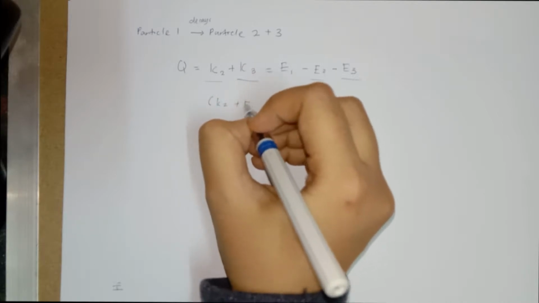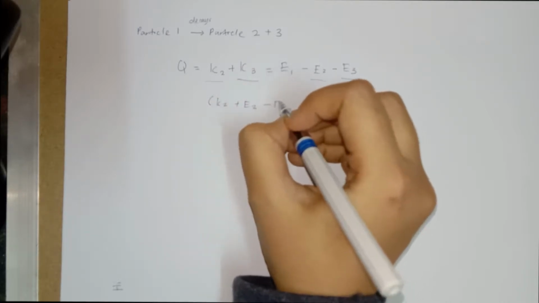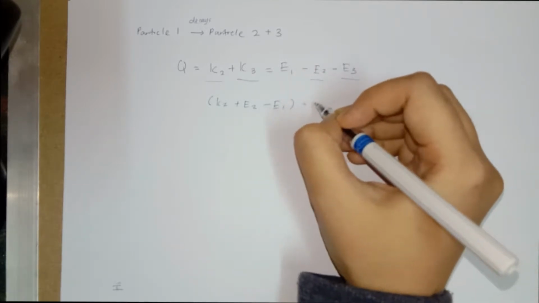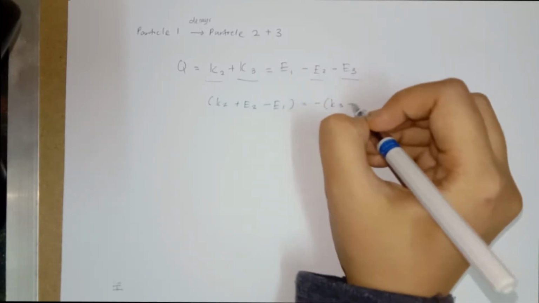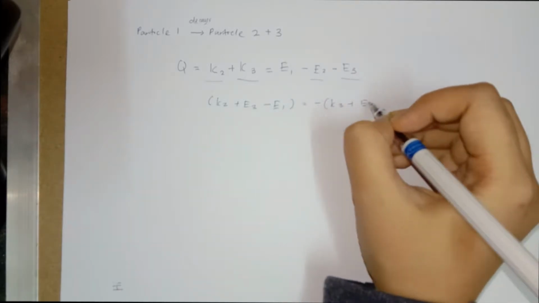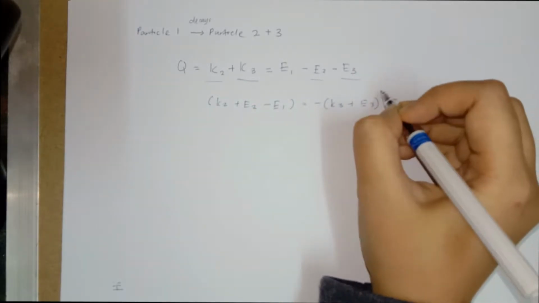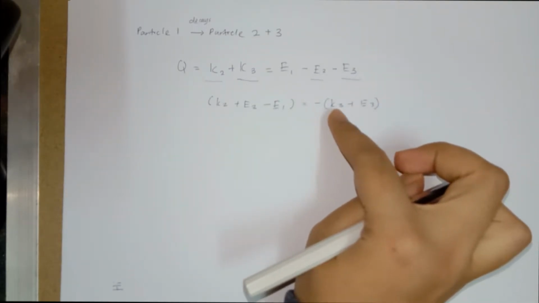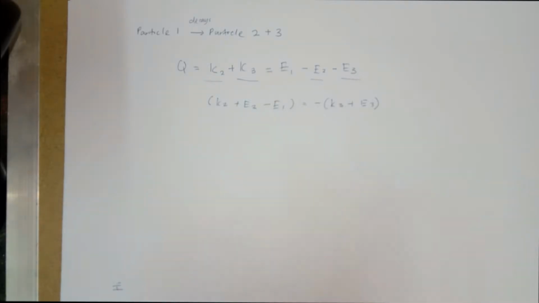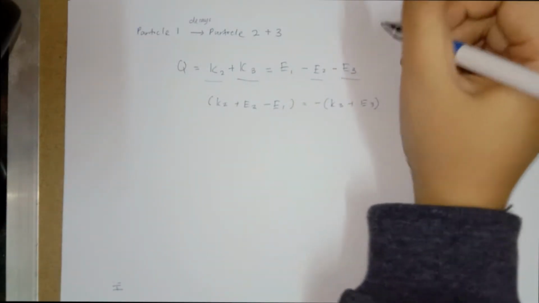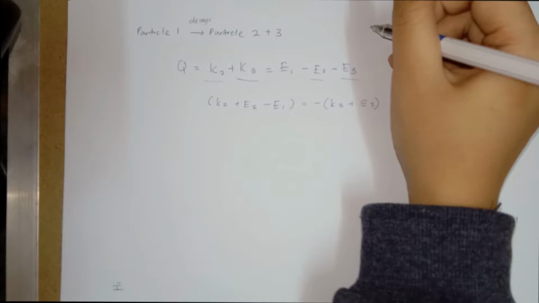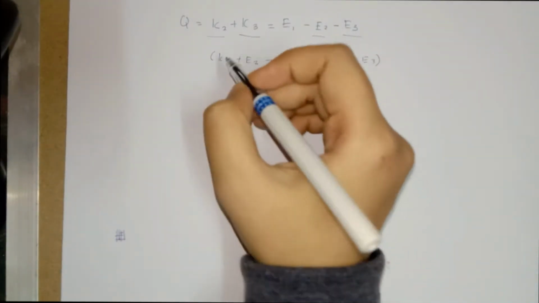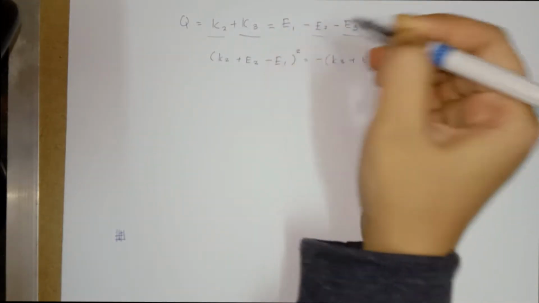K2 plus E2 minus E1 equals negative K3 plus E3. What matters is that particle 3 is sitting together with the kinetic energy of particle 3. Oh, I forgot to tell you that E stands for mc squared, which is the rest energy. The next step is you just square this side and this side.